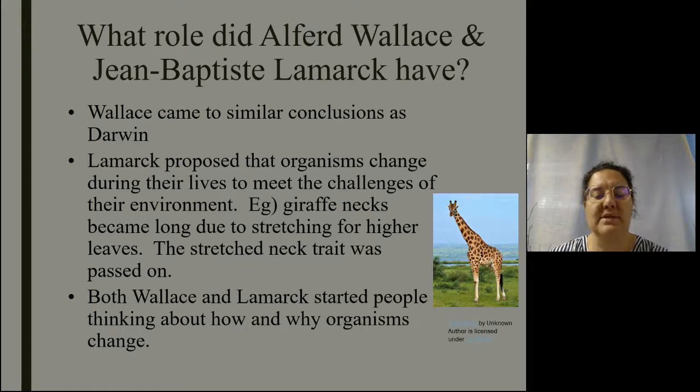He believed things such as giraffes' necks became long because they stretched it during their lifetime, reaching for higher leaves. And then that stretched neck was able to be passed on. But we know this is incorrect. And an example in humans would be if a woman pierced her ears during her lifetime, then all of the children that would be born to her after she pierced her ears would come out with holes in their ears. Now, it sounds silly giving that example, but that is an inaccurate assumption that Jean-Baptiste Lamarck made.